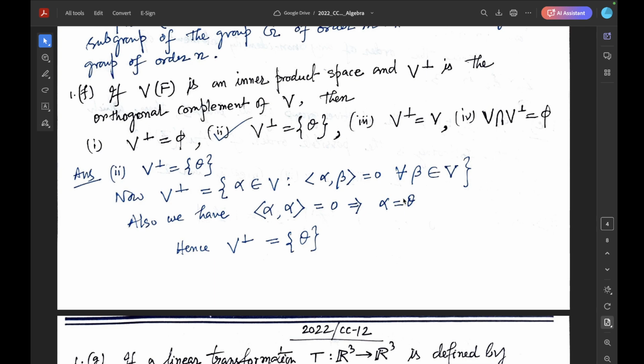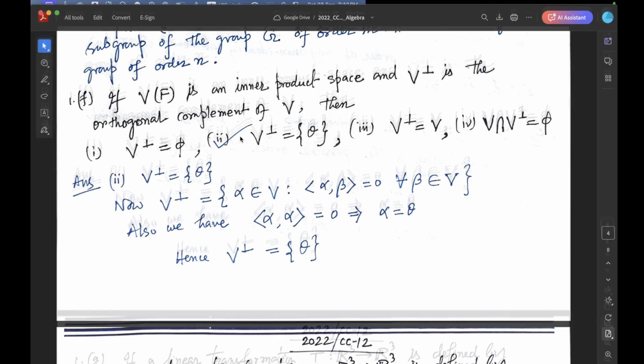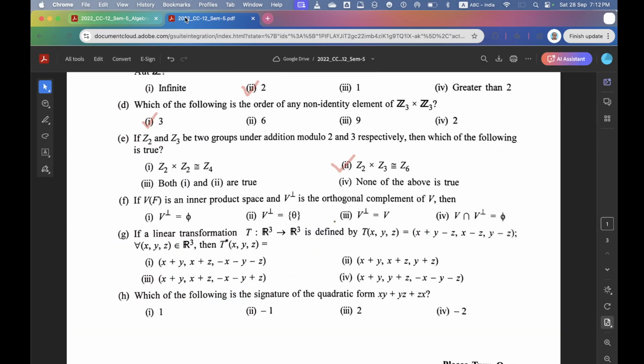So V perpendicular is theta. So the correct option is 2. The orthogonal complement of V, V perpendicular, is equal to theta. The correct option is 2.